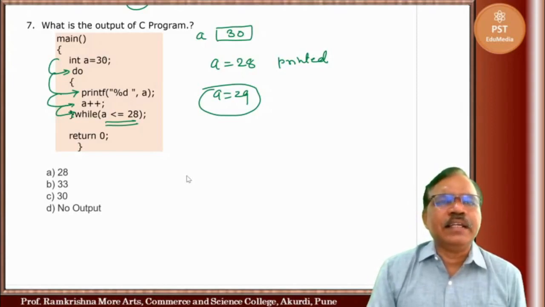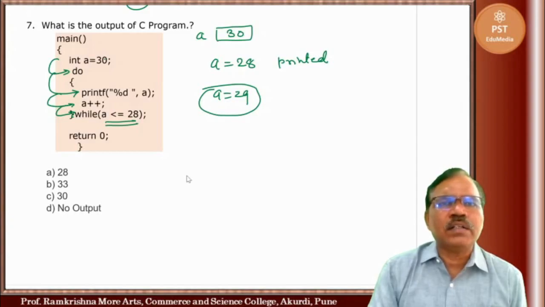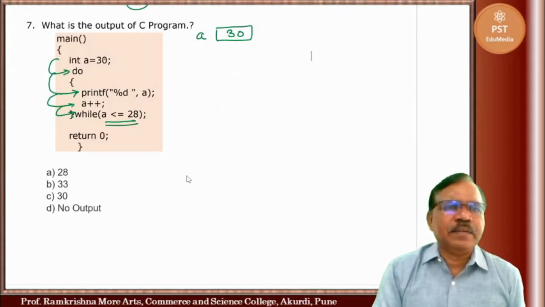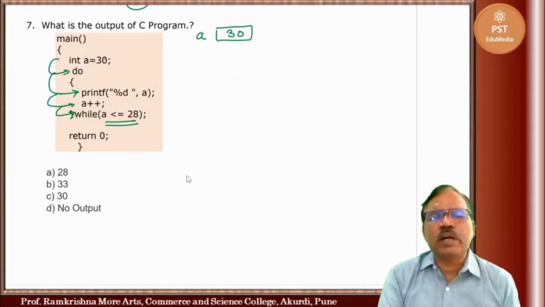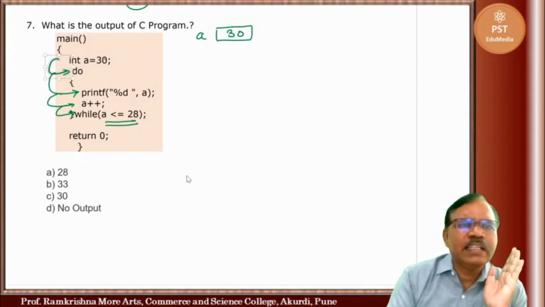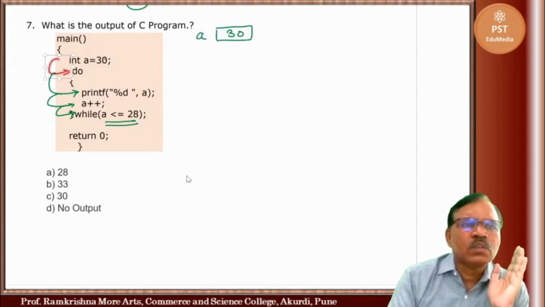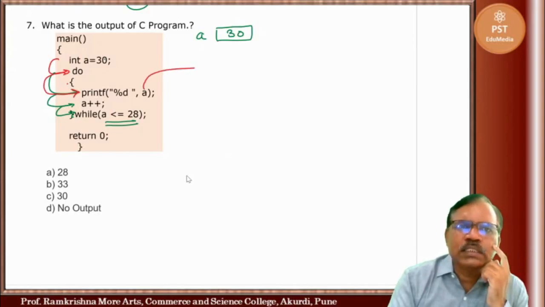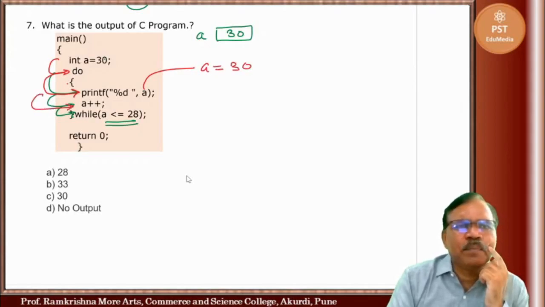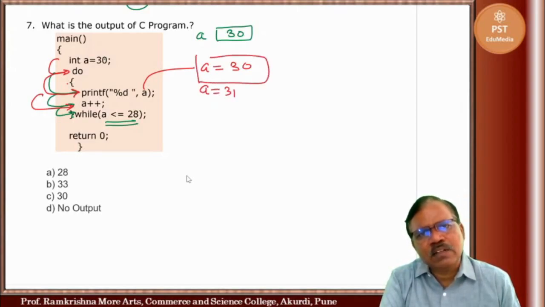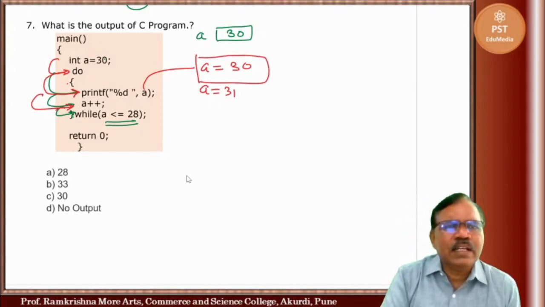A is 30. So what happens? Initially the condition in a do while loop is not checked, so it will enter the loop and the first printf statement is executed. So this a is printed, 30 is printed. Then it goes to a plus plus. So a becomes 31. Then it goes to the condition.